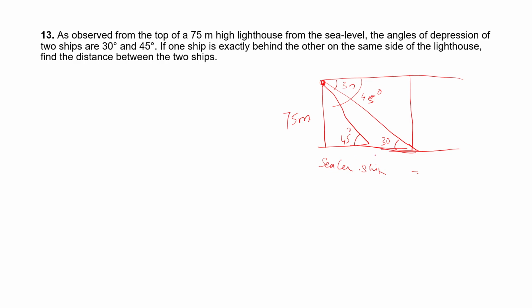So what do you want to find? The distance between the two ships. So A, B, C and D. We have to find CD, the distance between the ships. Again this is opposite by adjacent. I'm getting bored of doing the same sums. If you are also, please skip those and do them by yourself.